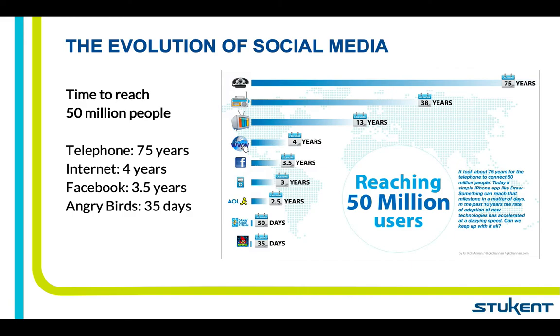So we'll take a look at the evolution of social media. It used to be it would take about 75 years to reach 50 million people if you were picking up the phone and making phone calls. In order to connect to 50 million people through the radio, it would take about 38 years, through TV, 13 years, through the web or the internet, 4 years. Then the advent of Facebook, 3.5 years to reach 50 million people. And I would say even now, that could be maybe days if you have content that goes viral.